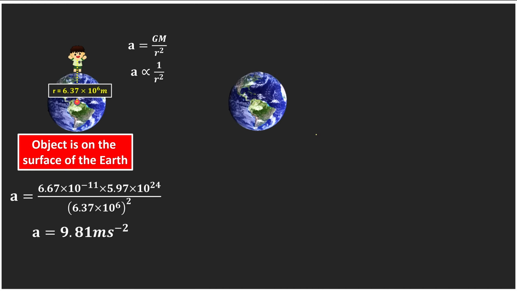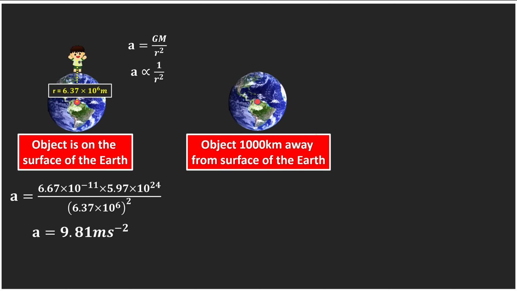And as a bonus, we're going to find out what the gravitational acceleration is by using the numbers. So if the boy is on the surface of the Earth, it means we are only r distance away. So by plugging in the values as we have done before, it's going to be 9.81. But what happens now if we have a satellite that is about 1,000 kilometers away from the surface of the Earth?